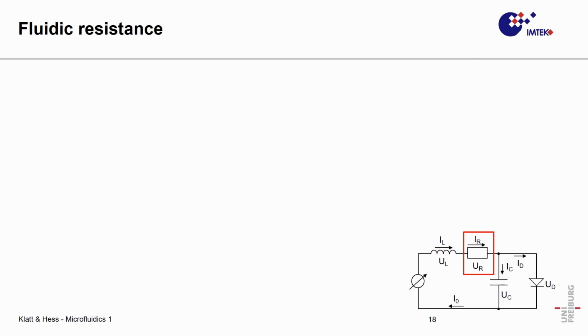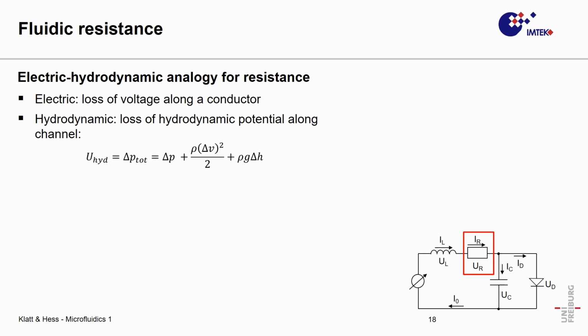We will now discuss the individual fluidic elements, and we start with the fluidic resistance. The electric hydrodynamic analogy for resistance is quite simple. In the electric world, we have the loss of voltage along a conductor, and in the hydrodynamic world, we have the loss of hydrodynamic potential along the channel. And this is illustrated here. This is just the definition of the hydrodynamic potential.